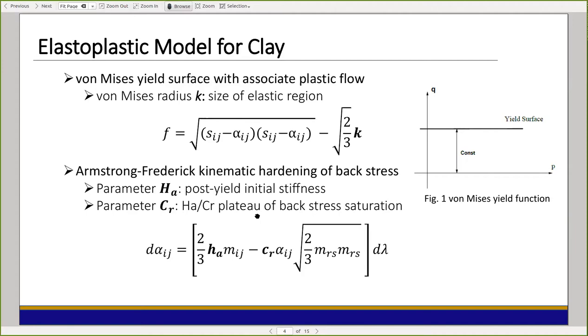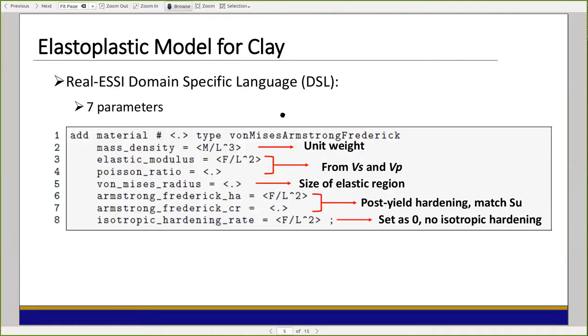Okay. And this is the Real ESSI DSL that you can use to apply this model. As you can see here, we have 7 parameters for this model. We have a parameter for mass density, which can be calculated from the unit weight measurement of your soil. And we also have 2 elasticity parameters, which are the elastic modulus and the Poisson ratio. These 2 parameters can be easily converted from the in situ measurement of the shear wave velocity or P wave velocity of your site.